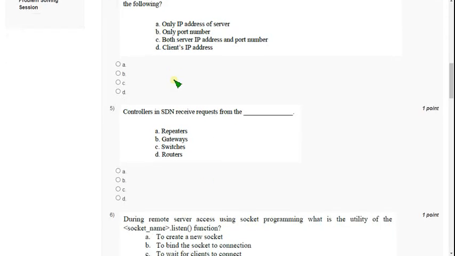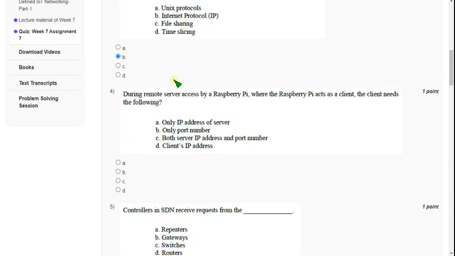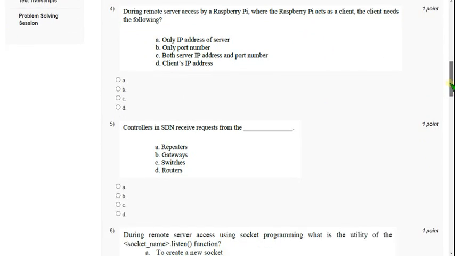So fourth question. During remote server access by Raspberry Pi, where the Raspberry Pi access a client, the client needs which of the following? Guys, I am actually not sure about the fourth question, but maybe option C is the answer. But if you confirm that in the comment section, we will go with option C. I am not sure about this, so I am not answering this question. If you know it, please suggest it in the comment section.